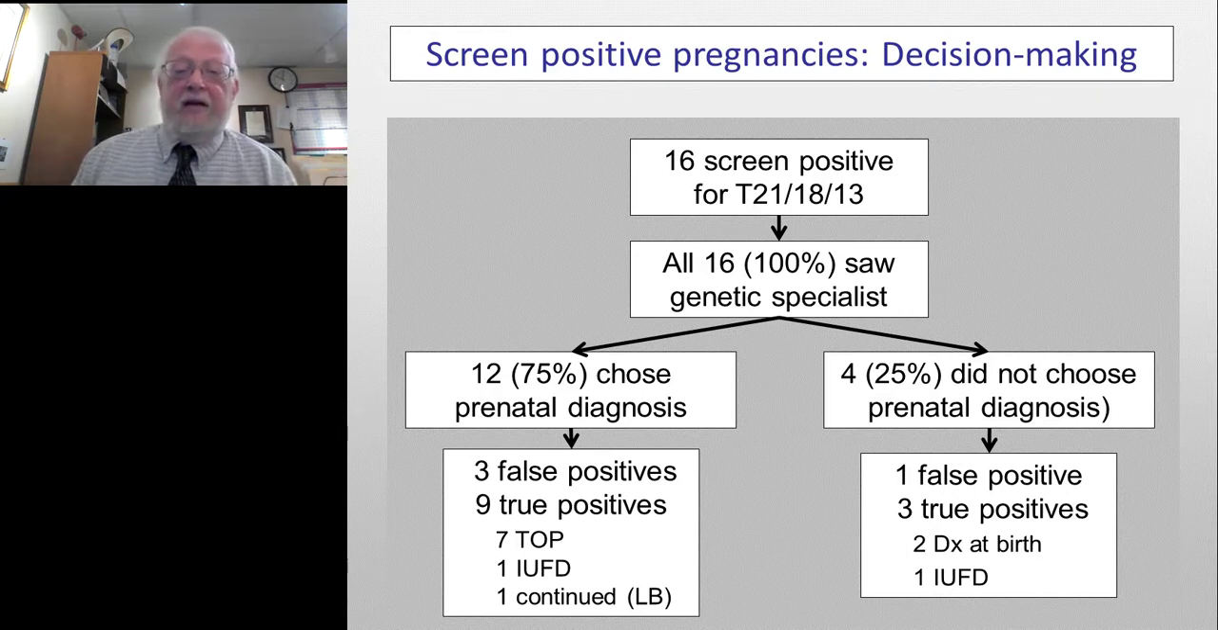On the other side, 4 of them did not choose. There was 1 false positive, which ended up having a normal birth exam, and 3 true positives: 2 diagnosed after birth, and 1 IUFD that was karyotyped from products of conception.